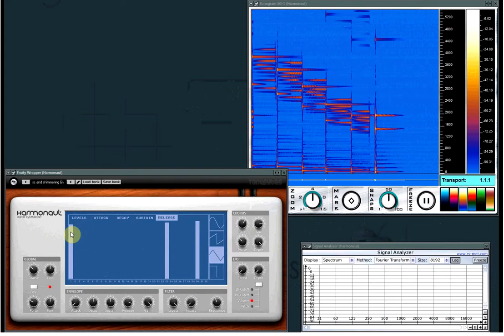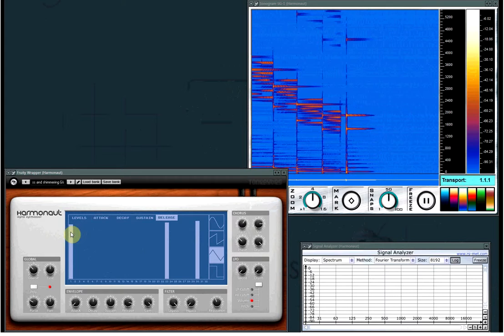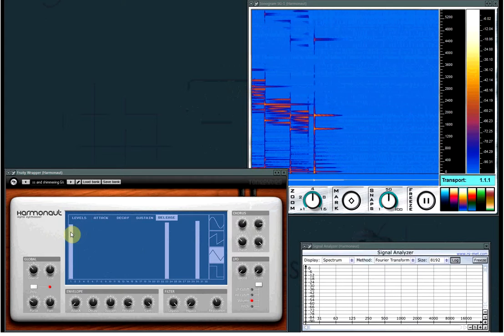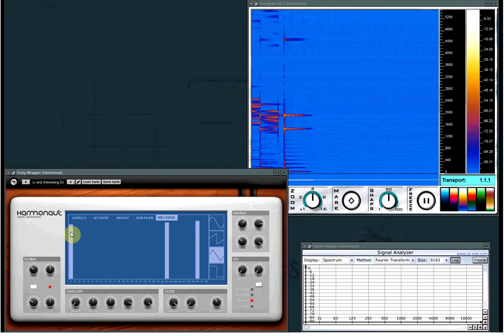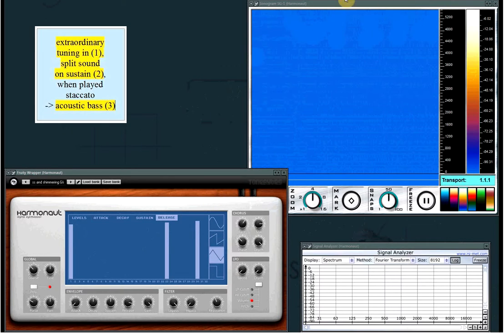Okay. The last bass we are going to construct today shall have an extraordinarily remarkable tuning in with a split sound to sustain. When played staccato, I want a rather typical acoustic bass sound. So extraordinary tuning in, split sound on sustain. When played staccato, acoustic bass.